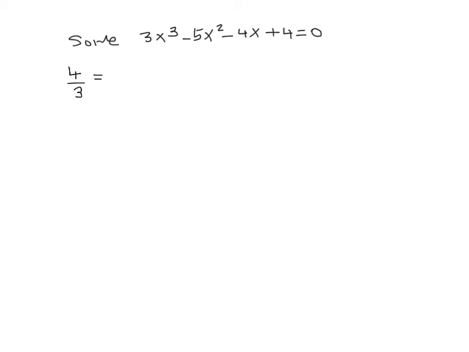And what are those factors? So they are going to be plus or minus 1, writing out the factors of 4, plus or minus 2, and plus or minus 4. And these are going to be divided by plus or minus 1, plus or minus 3. So when we divide those numbers, we divide each of the top ones by the bottom.